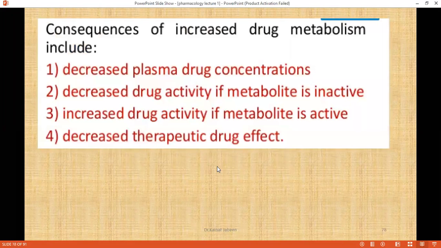And here are some consequences of increased drug metabolism. It will decrease the plasma drug concentration because it is going to increase the level of isoenzyme. Second, it will decrease drug activity if the metabolite is inactive. What is the function of enzyme? They are going to break down, or do the metabolism of, the drug. If after the metabolism the metabolite is inactive, then the drug activity is going to decrease. But if the metabolite is active, then the drug activity is going to increase. The fourth one, decrease the therapeutic drug effect.